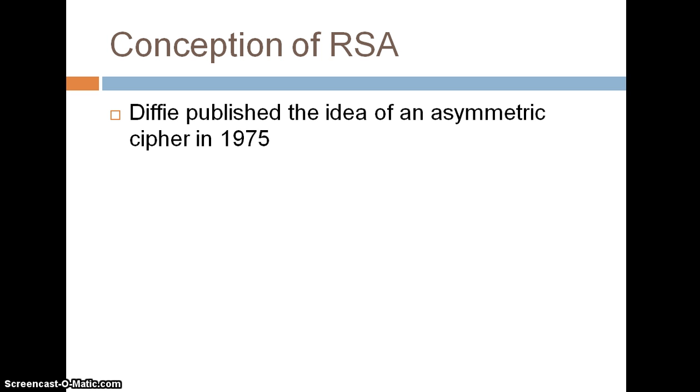Diffie published an idea of an asymmetric cipher in 1975. Up until this point, all the ciphers had been symmetric, meaning the encryption key and decryption key were identical. He had this idea of an asymmetric cipher, meaning you could have a public key that you could give to whoever, and then you'd have a private key that you keep to yourself to decrypt the message, and that would solve the key distribution problem. He just had this idea, though. He didn't actually know what method would be used to go about doing it.